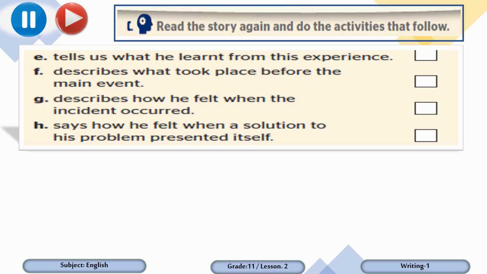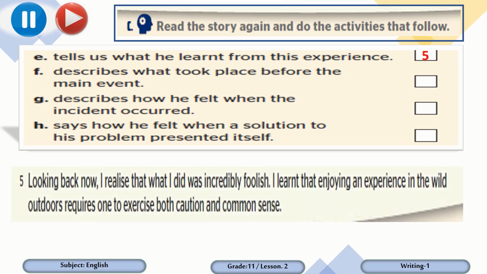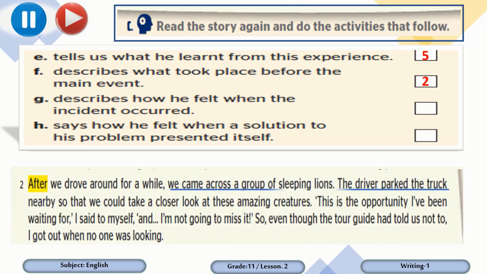Okay, now it's time to check the answers. In which paragraph does the writer tell us what he learned from this experience? Excellent, paragraph number 5. And now we can find the answer. Letter F. In which paragraph does the writer describe what took place before the main event? Very good, paragraph number 2. And here we can find the answer.